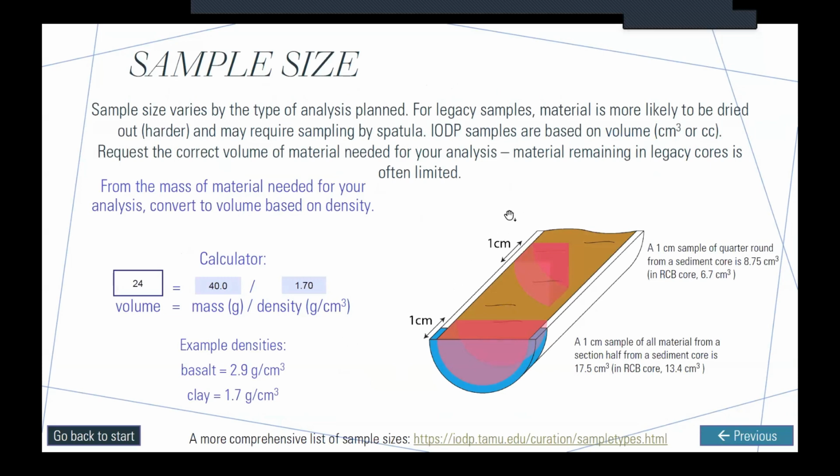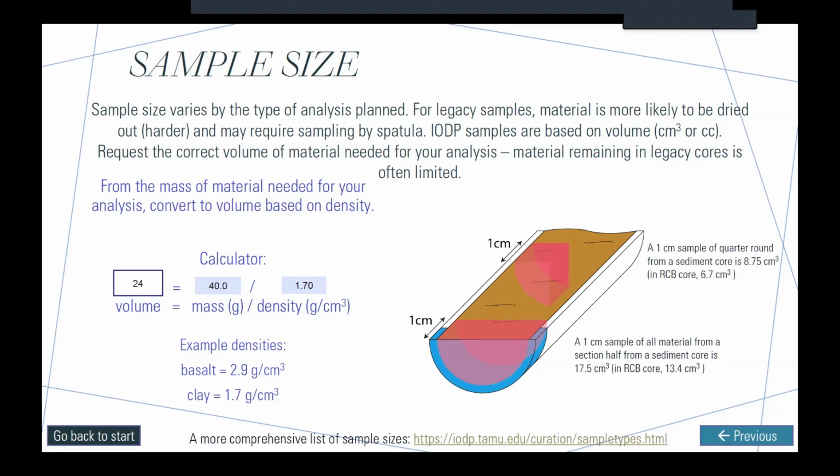I've also added a little diagram over here just because I'm a very spatial person. And so thinking about what that actually looks like in the real world helps me a lot. When we collect cores, if we collect piston or XCB cores of softer sediments, the liner will be completely filled. If we rotary core, which is RCB, the liner will not be completely filled. So that's why you see a little caveat there for the volume you would expect from a rotary drilled core.